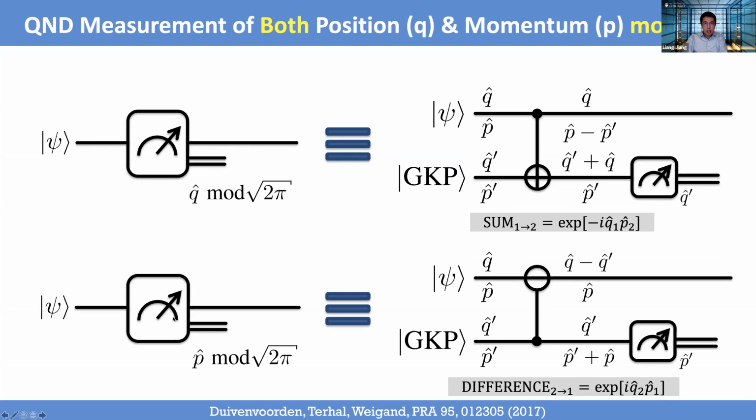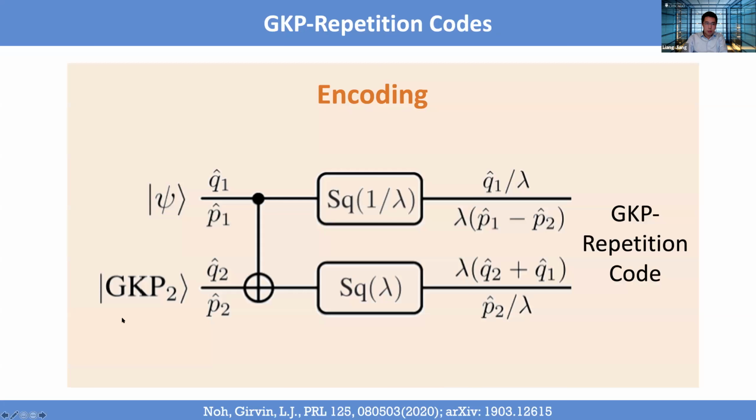Combined with these two, we'll use this later to extract the noise. Here is the encoding, which introduces a non-Gaussian ingredient with the GKP state, where psi is an arbitrary bosonic state. The encoding performs a control-sum operation between the unknown state and the GKP ancilla state, and then performs some squeezing or anti-squeezing for the two modes. This is the encoding. Apart from the GKP ancilla being non-Gaussian, the rest of the operations can be implemented using bilinear Hamiltonians. So this gives us a GKP repetition code.